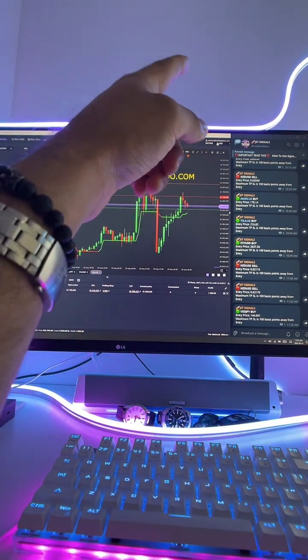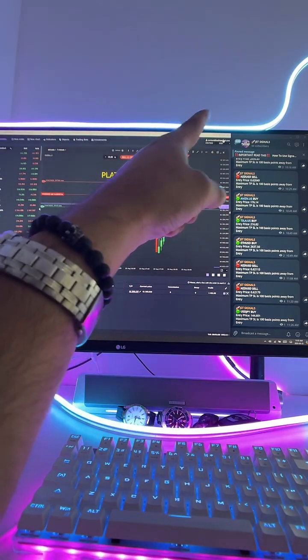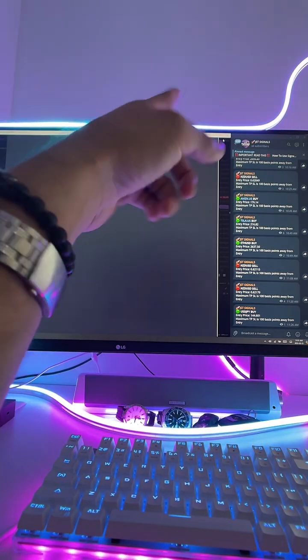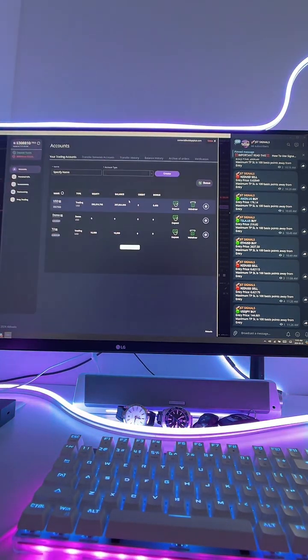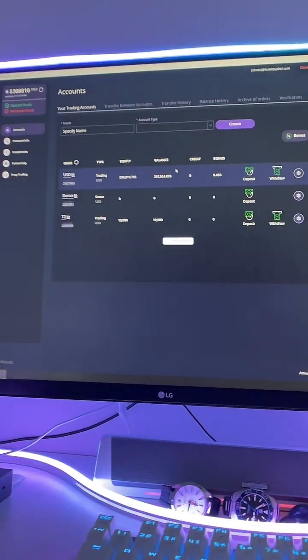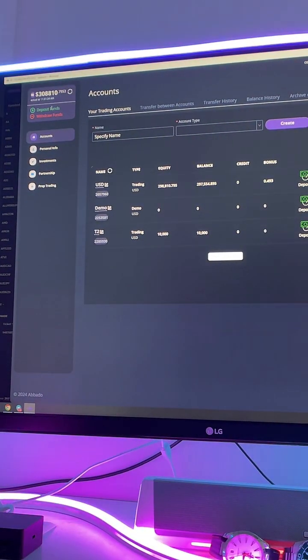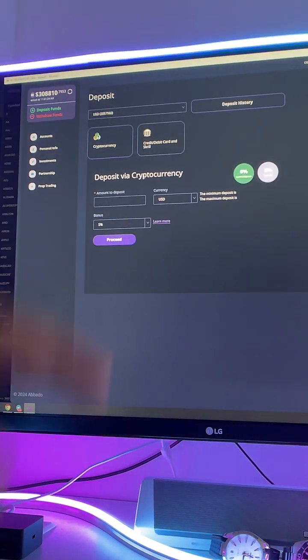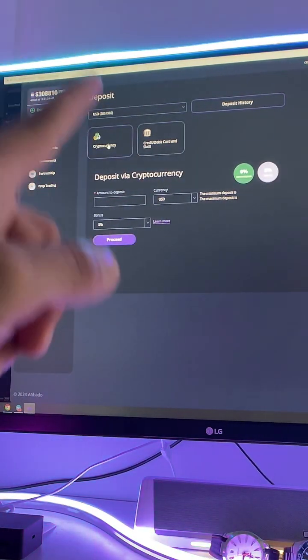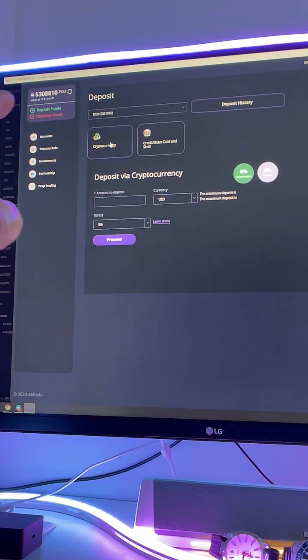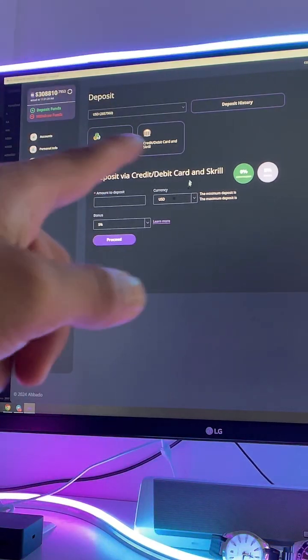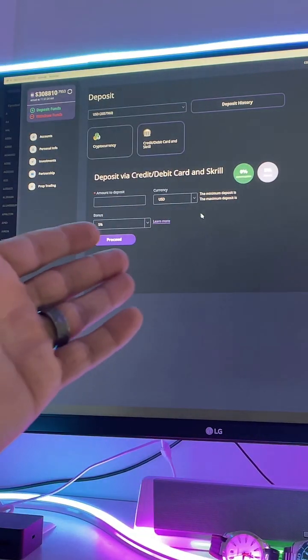So what we would want to do is, on the top right corner right there, you click your email, and then it'll take you to your profile section. And once you're there, all you got to do is right here on the top left corner, you just click deposit funds, and then they have multiple ways to deposit. So they have either cryptocurrency or they have debit or credit card and Skrill. So you guys can get started right away.